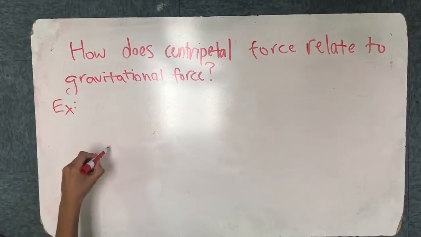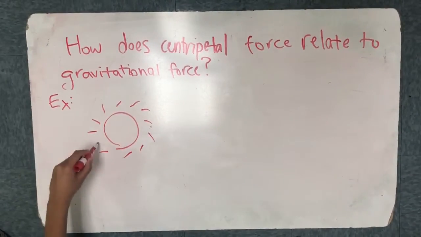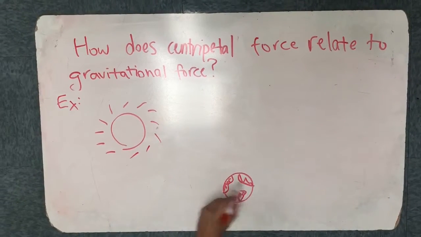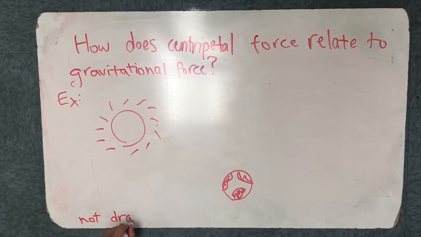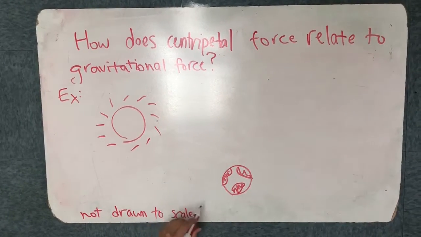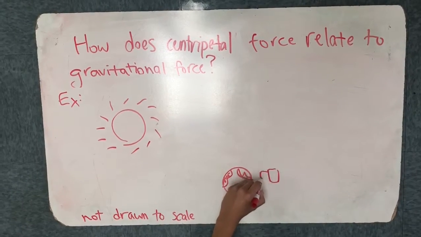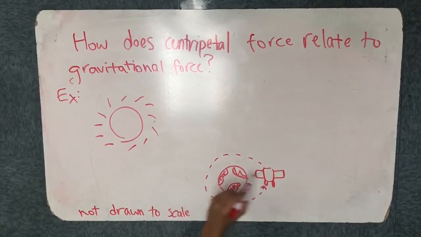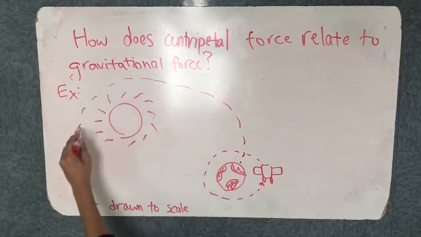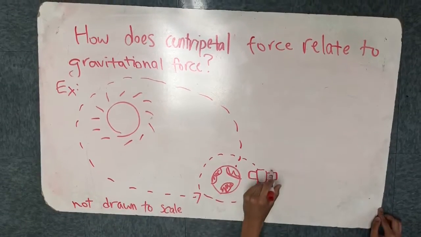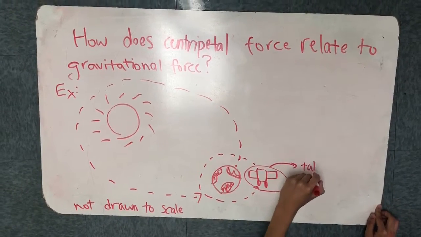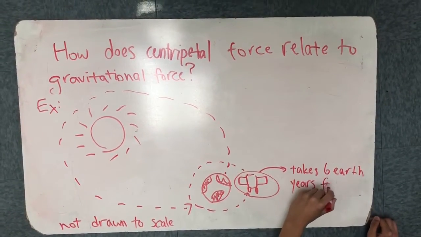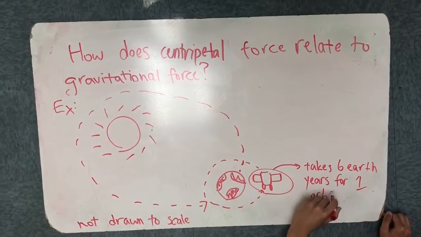So now we're able to create an example. There's the sun and the earth. However, these are not drawn to scale. And there's also the space shuttle that is orbiting the earth in a circular-like motion, and the earth is also orbiting the sun in a similar fashion. For the space shuttle, it requires 6 Earth years for one full orbit around the Sun.